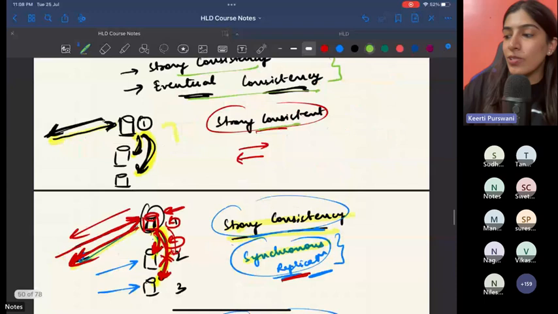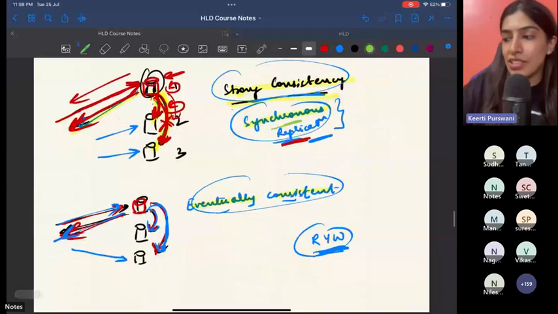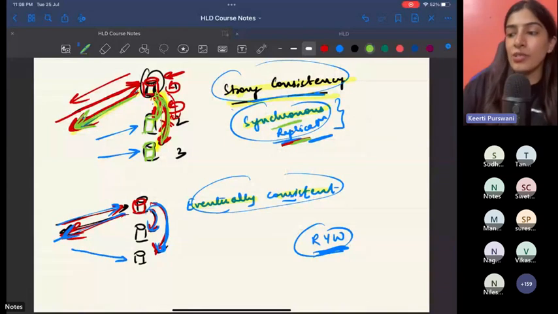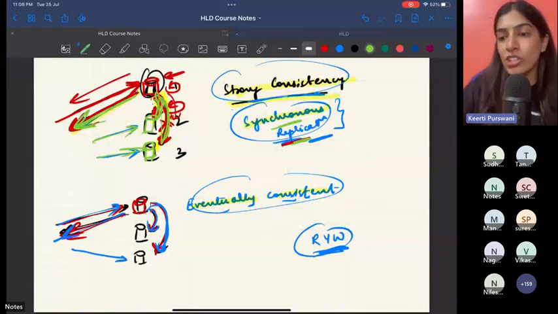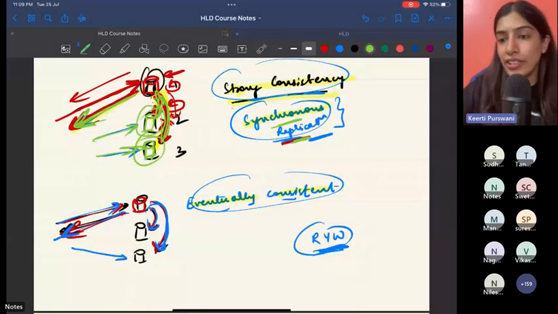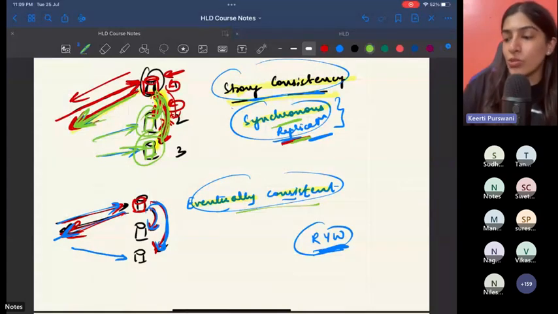In strong consistency, what we can do is synchronous replication. Basically, add the data before acknowledging the write. So data will always be the latest before any read comes. Your write will not be successful until you make sure that the data is the latest on all the databases, on all the nodes. Eventual consistency means what?